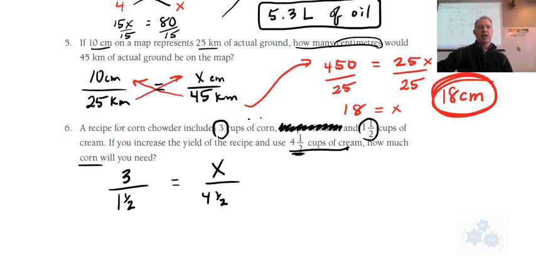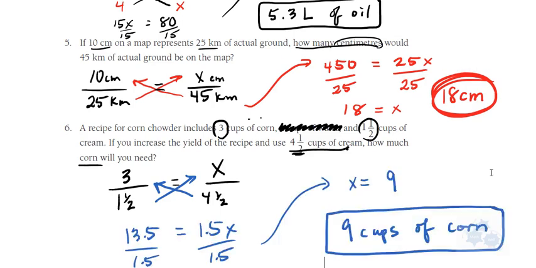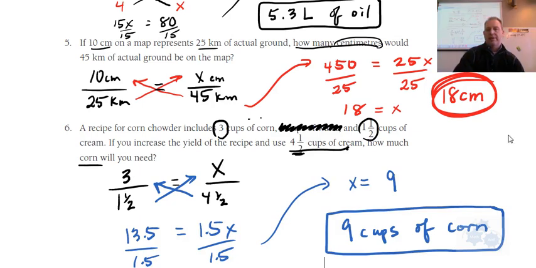And you can change those to improper fractions. I don't really care. It doesn't really matter to me if you change it to a decimal even, right? So 4.5 could be 4.5, 1.5 could be 1.5. So cross multiply. And yeah, I'll give you a chance to finish that one on your own. Use your calculator, find out what x is. All right, so if you cross multiply and divide there, you should get x equals 9 cups of corn. Does that make sense? Okay, 9 cups of corn.